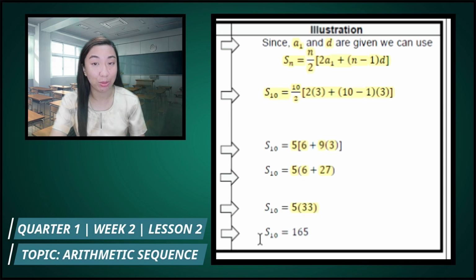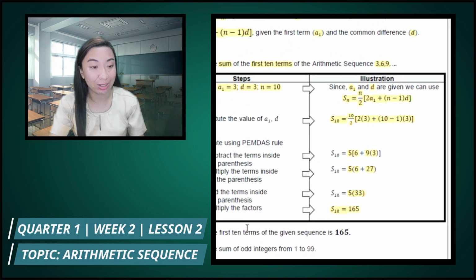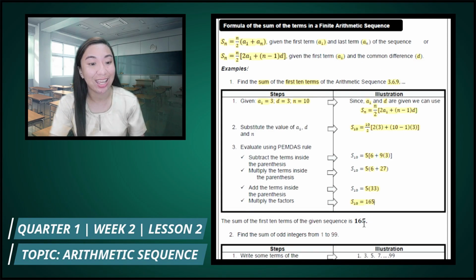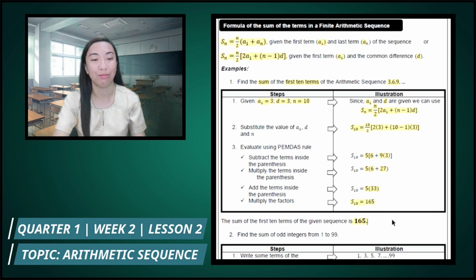And lastly, we can now multiply. So we have S sub 10 is equal to 5 times 33 is 165. Therefore, we can conclude that the sum of the first 10 terms of the given sequence 3, 6, 9 is equal to 165.